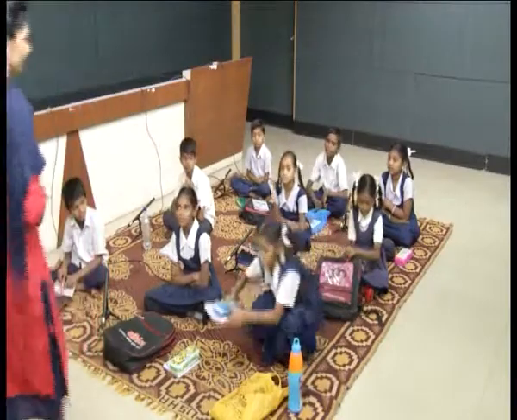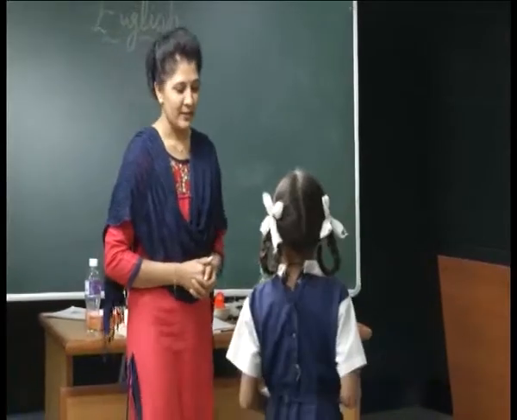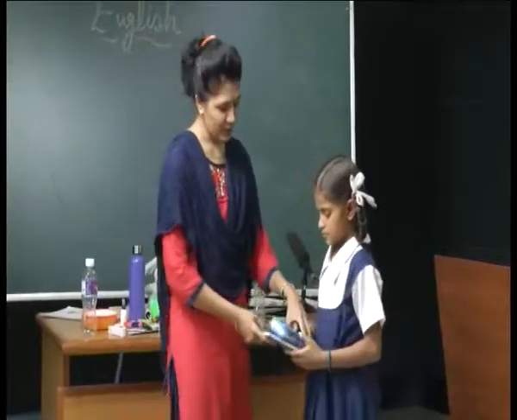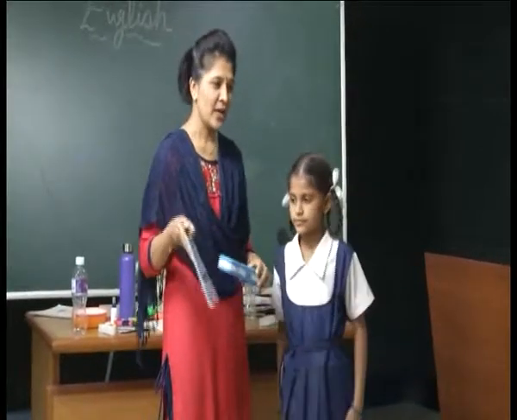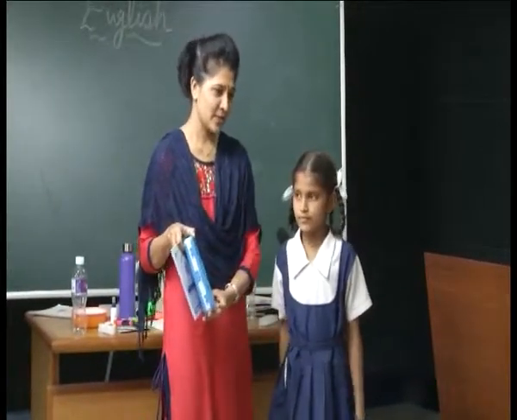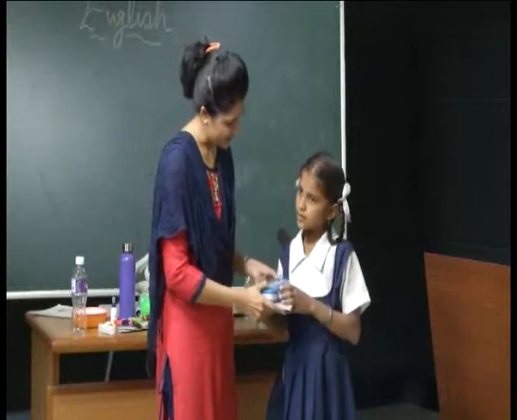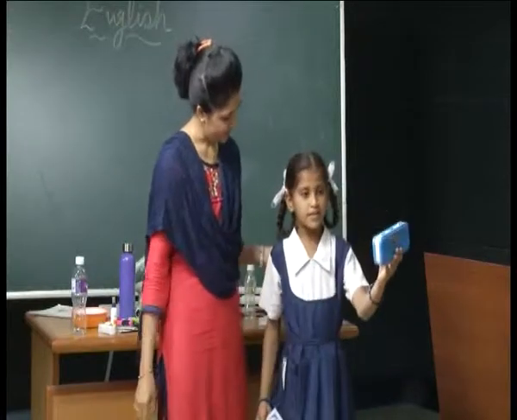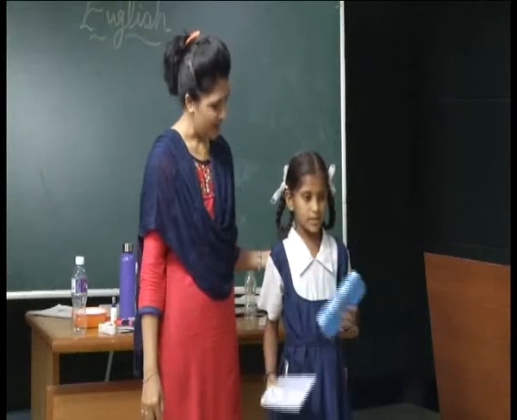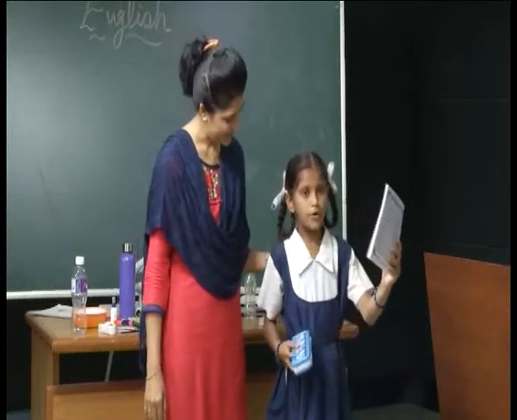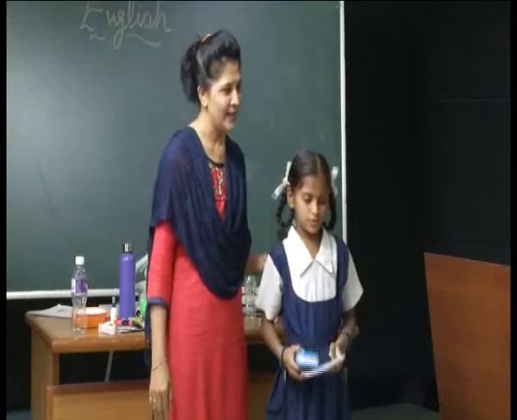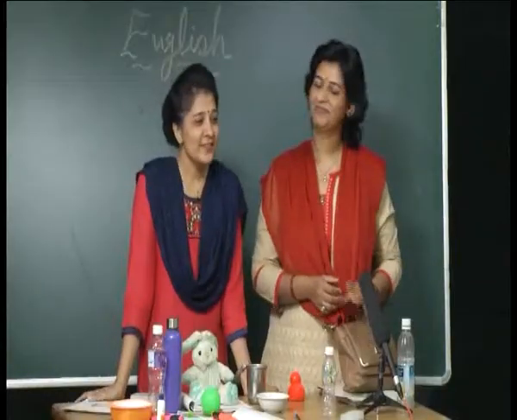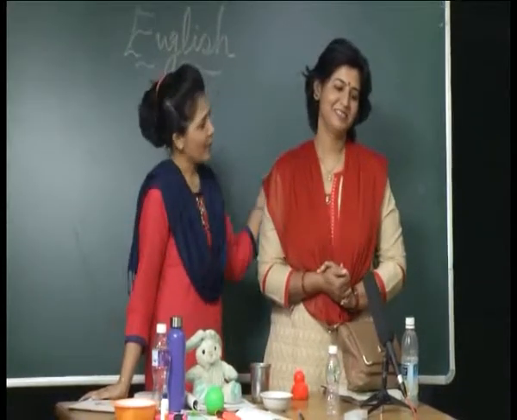Please come here. Children, see, Pooja has a notebook and compass box. Make a sentence. I have a compass. This is my compass. Very good. I have a notebook. This is my notebook. Very good.